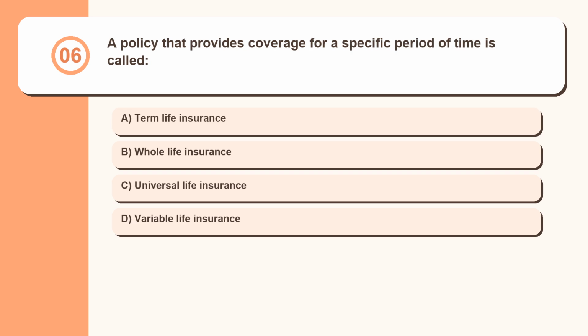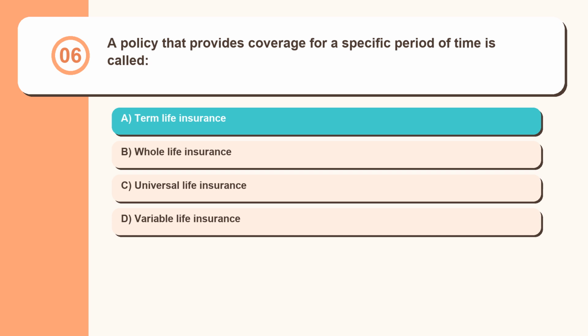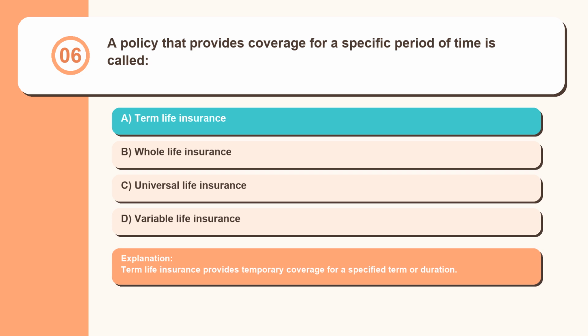Question 6. A policy that provides coverage for a specific period of time is called term life insurance, whole life insurance, universal life insurance, variable life insurance. Term life insurance provides temporary coverage for a specified term or duration.